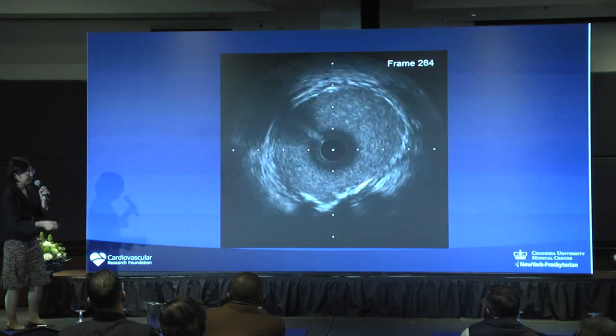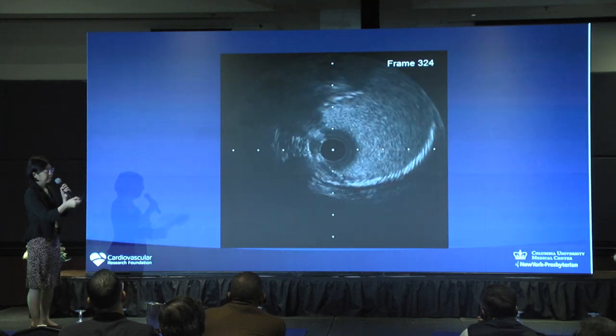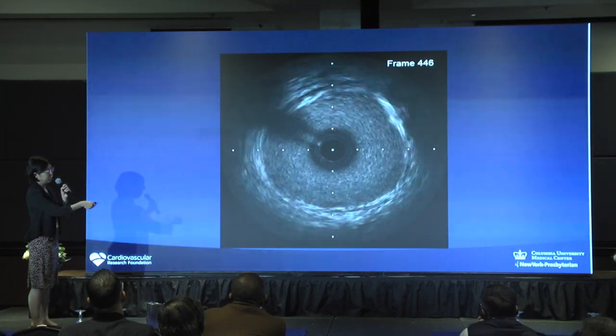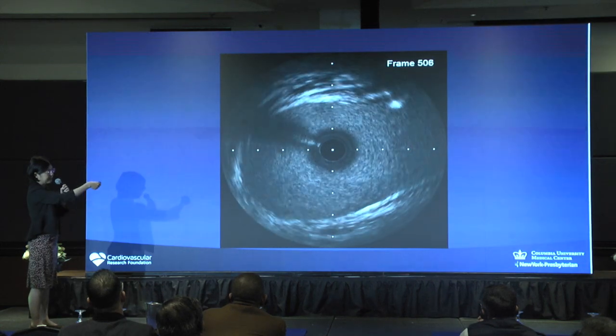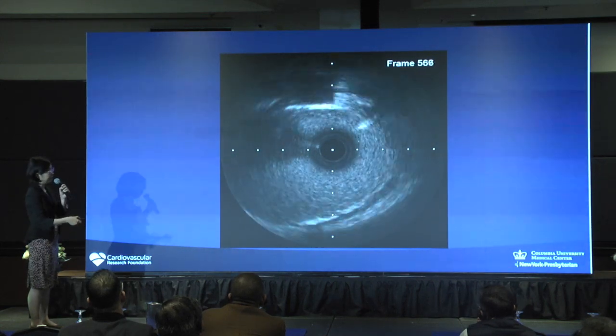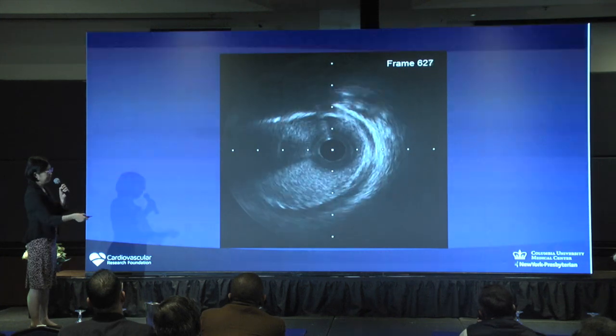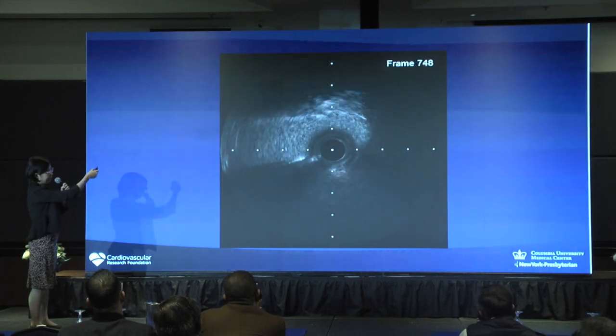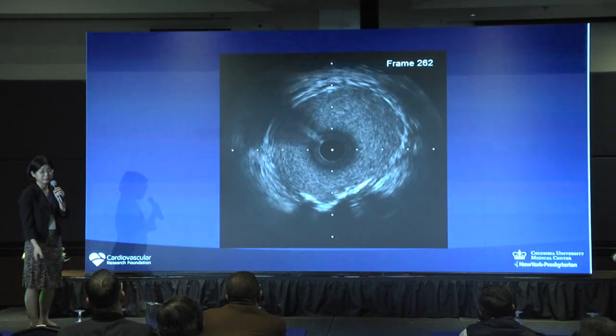This is IVUS from the LAD. It's a big artery. That's a diagonal. And still this is the LAD, super big. And that's where the circumflex comes into the left main. And this is the distal left main, which is huge. And still we are in the left main. And you see the very funny shape of the ostium and it connects to the aorta.